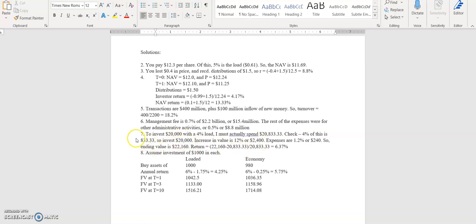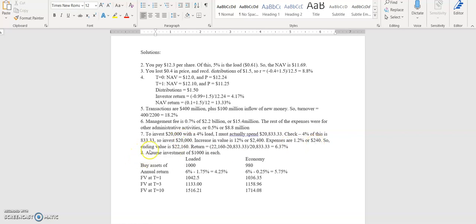Keep in mind this 833 basically goes to the broker as a front-end load. So this is actually not invested in the fund, and it is not earning you any return. Okay. So this is just an out-of-pocket cost that you have to incur to buy into this fund. You're going to earn the return only on the actual invested amount, which is 20,000. So you're getting 12% of that, which is 2,400. Expenses are 1.2% of 20,000, that is 240.